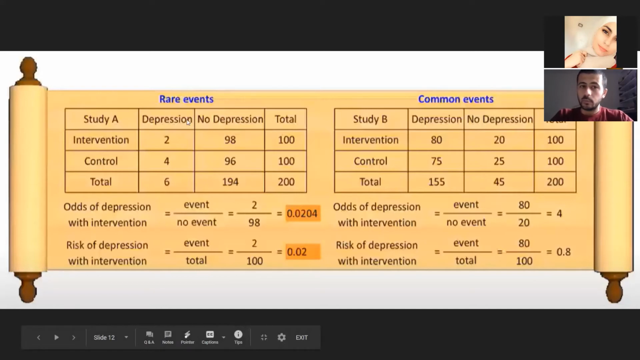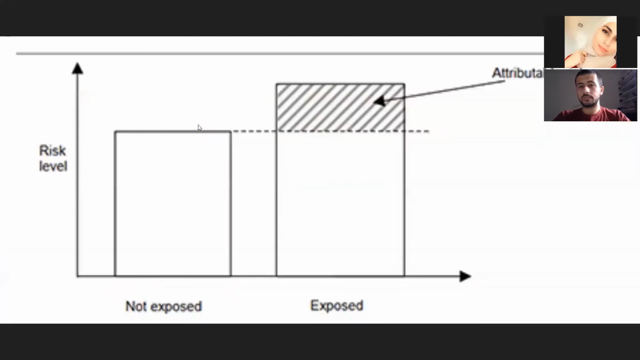So yes, when we have a rare disease, it doesn't matter if I take an odds ratio or a risk ratio. But when I have a common disease, I should take the risk. Why? Because when I have a common event, I usually use cohort studies. Okay, and by cohort studies, I usually take risk. When I use case control studies, I usually take the odds, and this is for rare events.